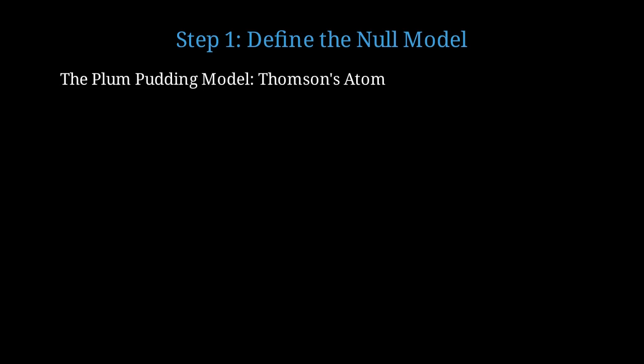Step 1 in any scientific investigation is to define your null model. What do we expect to see if our current theory is correct? In 1908, the accepted model of the atom was J.J. Thomson's plum pudding model. Positive charge was thought to be spread uniformly throughout the atom, with electrons embedded like plums in a pudding.